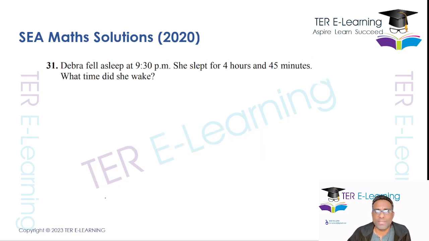All right, question 31. Deborah fell asleep at 9:30 and she slept for 4 hours and 45 minutes. What time did she wake up? So 9:30, and this is PM, right? So we should write this down. And you go in with 4 hours and 45 minutes.